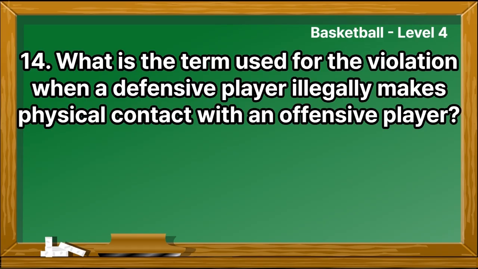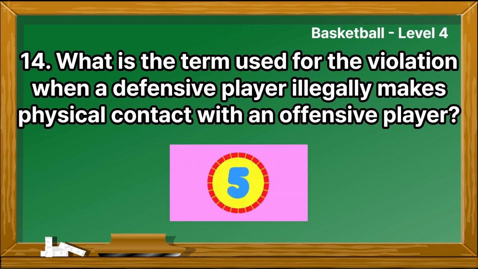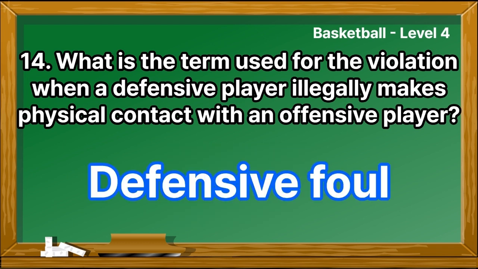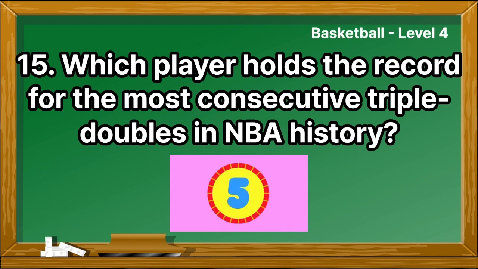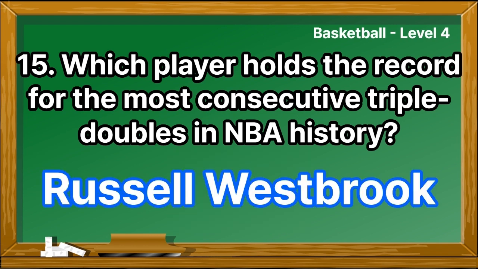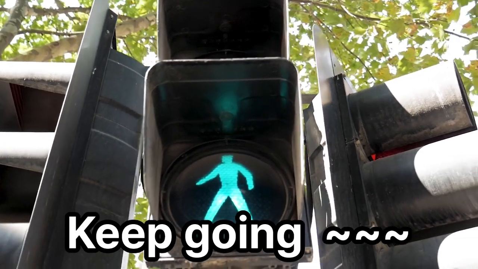What is the term used for the violation when a defensive player illegally makes physical contact with an offensive player? Defensive foul. Which player holds the record for the most consecutive triple-doubles in NBA history? Russell Westbrook. Keep going.